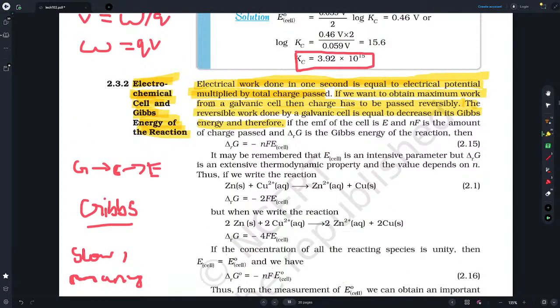If you want to obtain maximum work done from a galvanic cell, then the charge has to be passed reversibly. The reversible work done by a galvanic cell is equal to the decrease in its Gibbs energy, and therefore if the EMF of the cell is E, nF is the amount of charge passed, and ΔrG is the Gibbs energy of the reaction, then ΔrG, the Gibbs free energy reduction, is equal to negative nFE, where E is the EMF of the cell and nF is the amount of the charge passed.